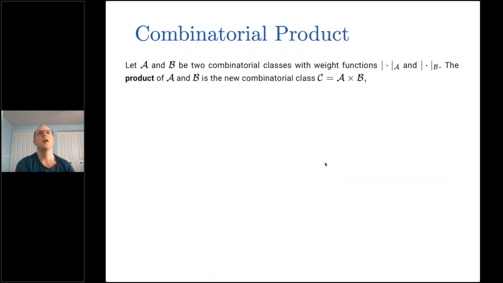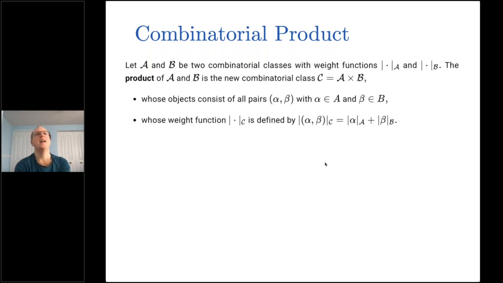The second one is called the combinatorial product. So I'll let A and B be, again, combinatorial classes with their various weight functions. The product is a new class, A cross B. Again, I need to tell you what the objects are and what the size is. The objects are all pairs, where the first element in the pair came from my first class A, and the second element of the pair came from the second class B. And I need to tell you what the size is. For the size, well, the first object always comes from A, so I can take the size of that from my original class A, and I'll add it to the size of the second element from its class B.